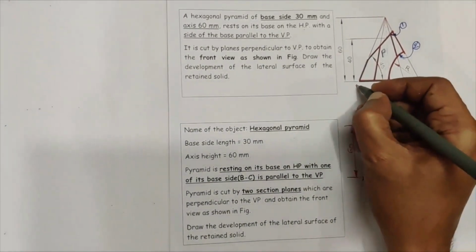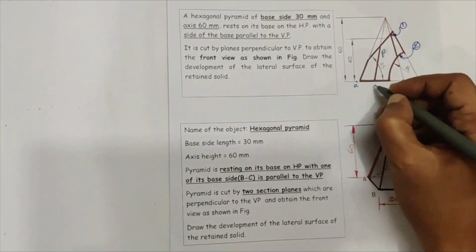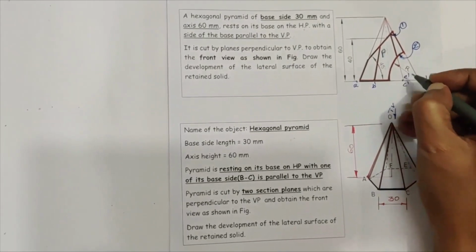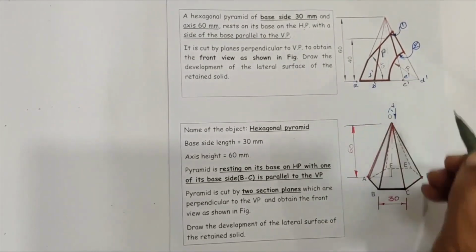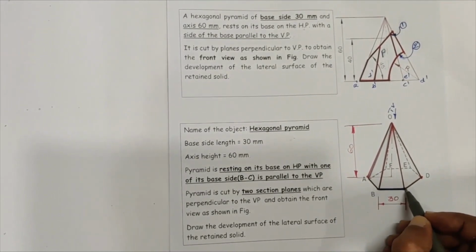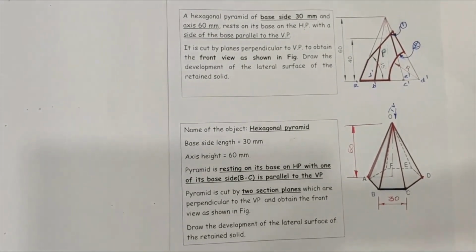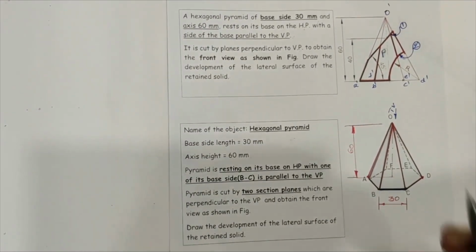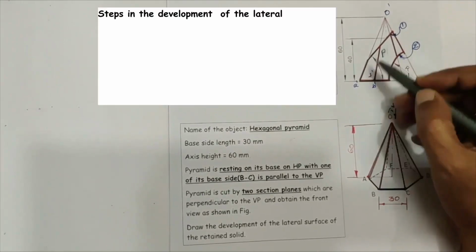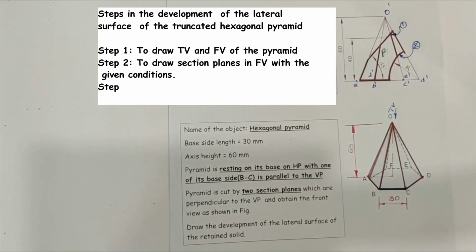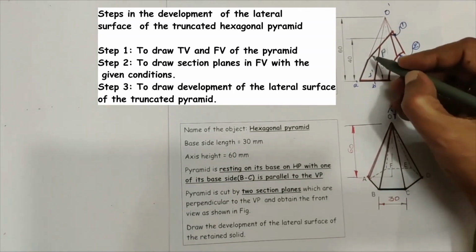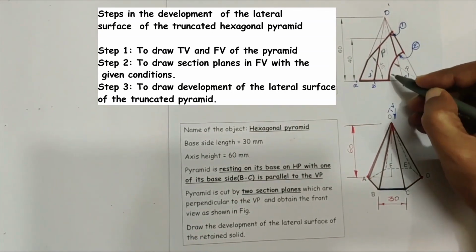In the front view, say this is A dash, this is B dash, C dash, D dash, E dash, F dash. That is, B dash to C dash is nothing but the base side length of the hexagonal pyramid, which is equal to 30 mm. For the development of the lateral surface of the part P portion of the hexagonal pyramid, we need to follow three steps. The first step is drawing the top view as well as the front view of the hexagonal pyramid. Second step, drawing section plane lines.